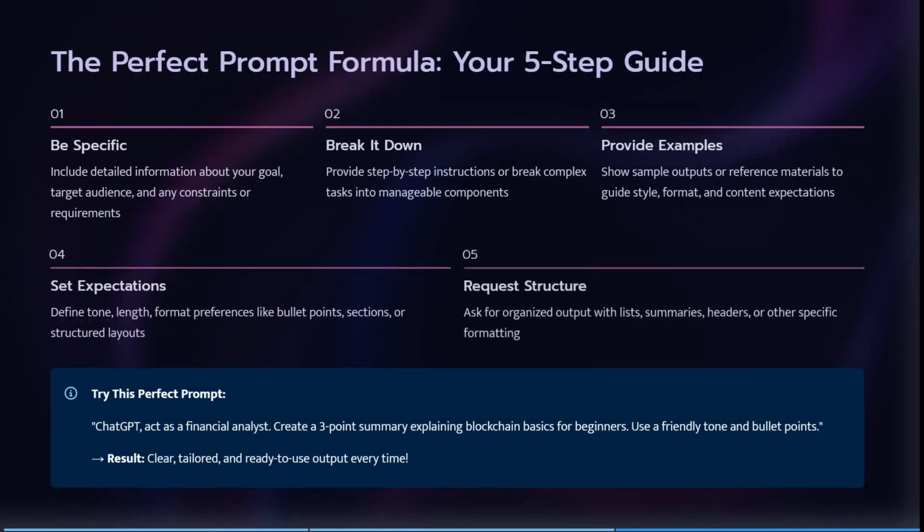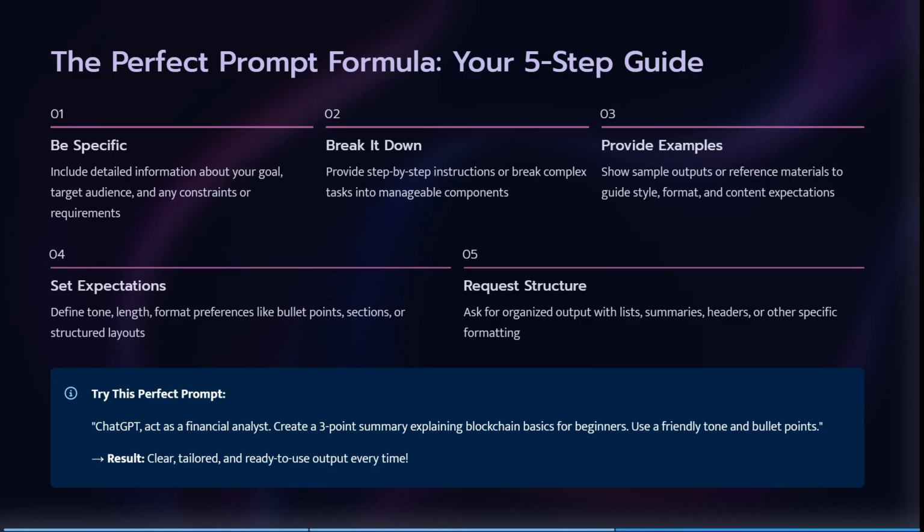Moving on over here now, the perfect prompt formula. And here is a 5-step guide that you can use that is a no-fail formula. So first of all, be specific. Include detailed information about your goal, your target audience, and any constraints or requirements. Break it down. So here you provide a step-by-step instruction, or you break complex tasks into more manageable components.